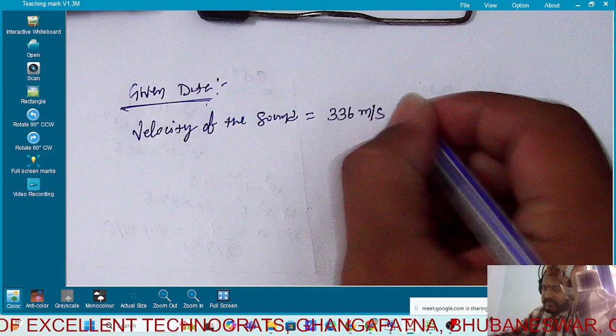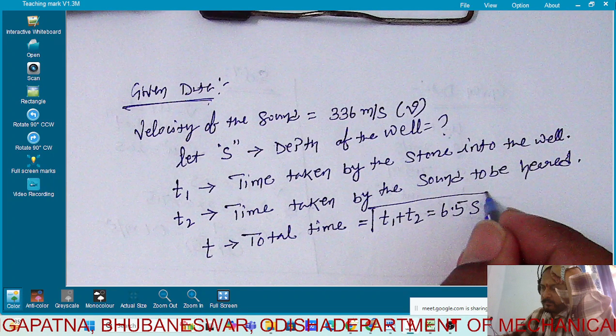What is T? T is the total time, T1 plus T2. That means when you drop the stone, you hear the sound after 6.5 seconds. So T1 plus T2 is equal to 6.5 seconds. Any doubts here? This is very important. Based on this only we are going to solve the problem.